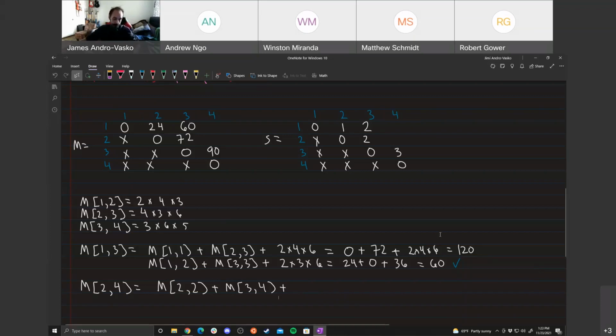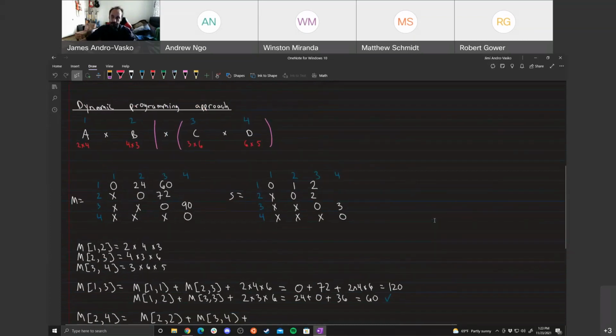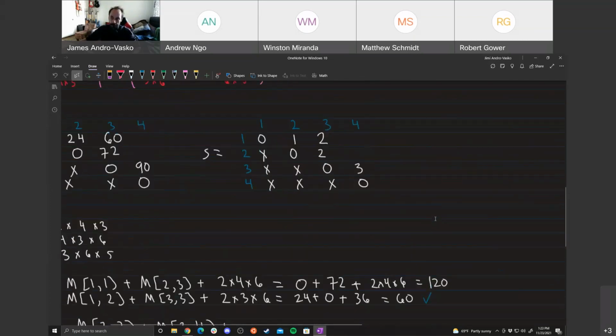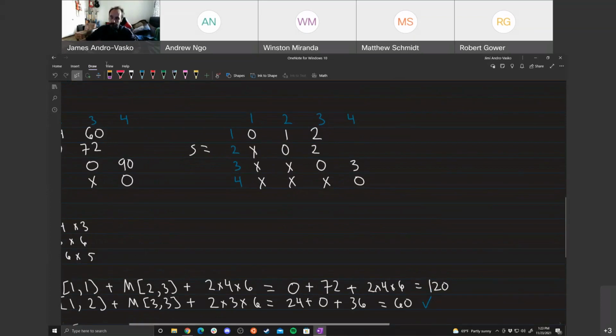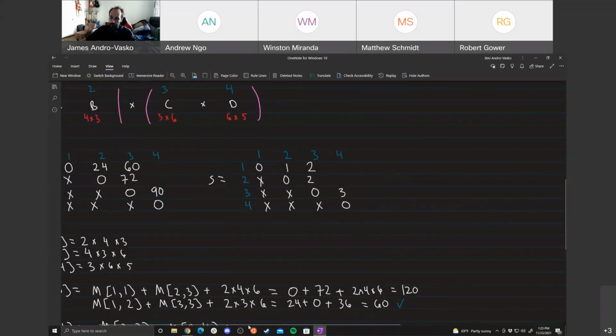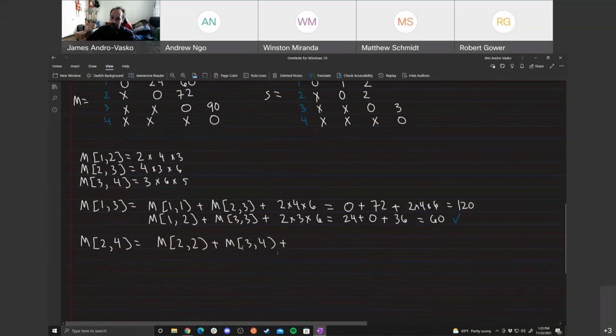So let me zoom out for a second so we can see all this. Maybe I shouldn't zoom out because I think it's going to be kind of weird. Maybe I'll just bounce back and forth on my screen instead. But I'll zoom out a little bit though. Okay. So in this case, I'm saying M2,2 plus M3,4.